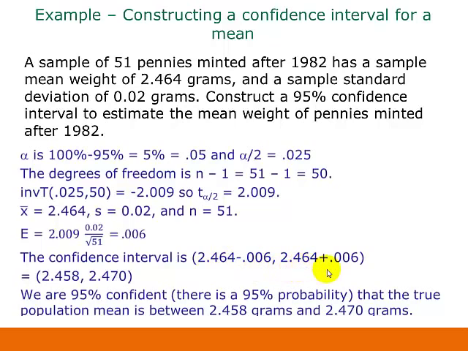So for our confidence interval, we're taking our sample mean minus the margin of error and our sample mean plus the margin of error to get our two limits. And this gives us a confidence interval that goes from 2.458 grams to 2.470 grams.